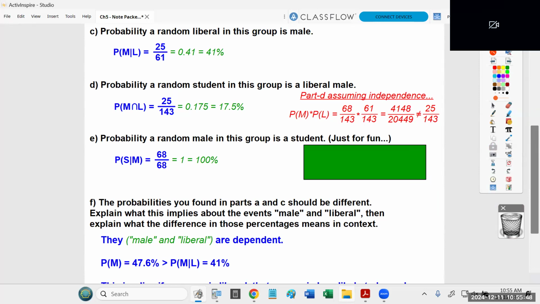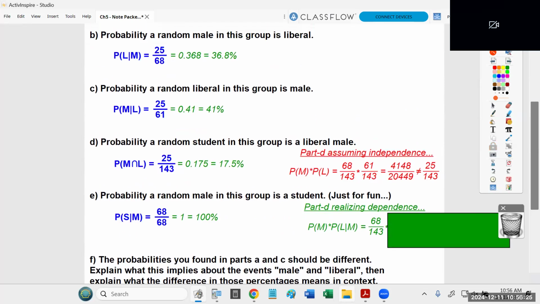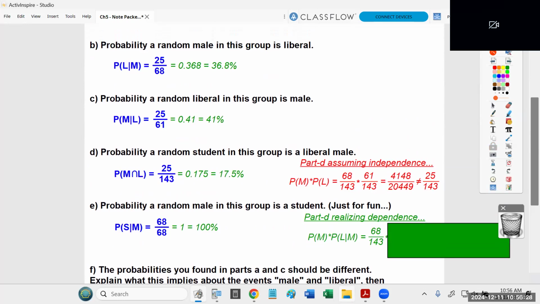So watch what happens. If you realize dependence and you want to find the probability of male and liberal, you take the probability of male and you don't just multiply by the probability of liberal. You multiply by the probability of liberal given the new information that you're male. You multiply it still M times L, but you have to conditionalize the probability of L based on the fact that you know you're dealing with a male. This works. This will get us the same answer we got for part D. The probability of male is again 68 out of 143. The probability of liberal given male is 25 out of 68. You all found it intuitively. I didn't tell you to use a formula to get this.